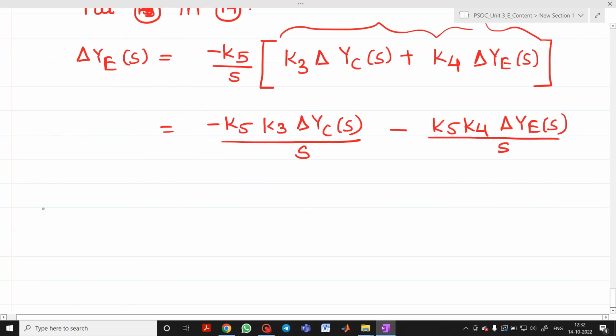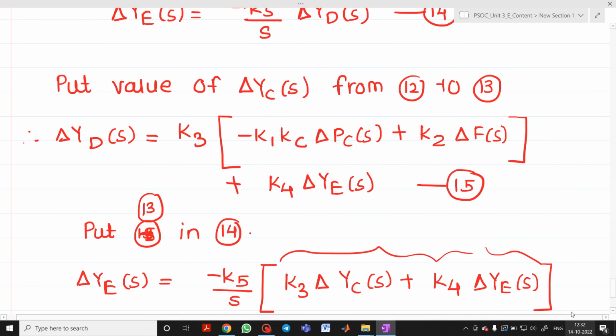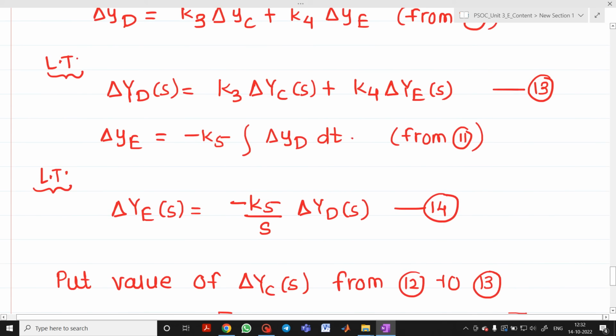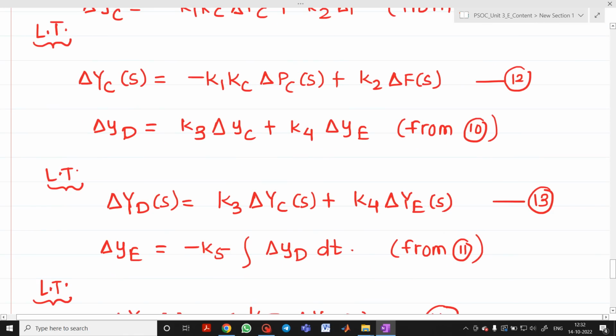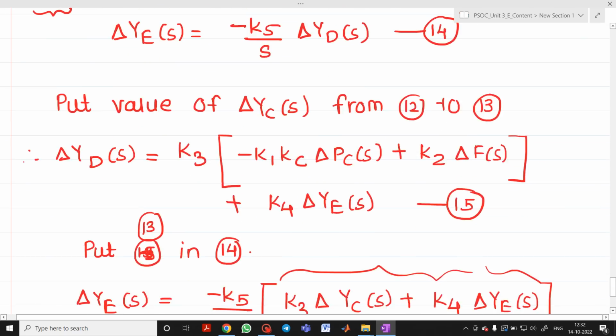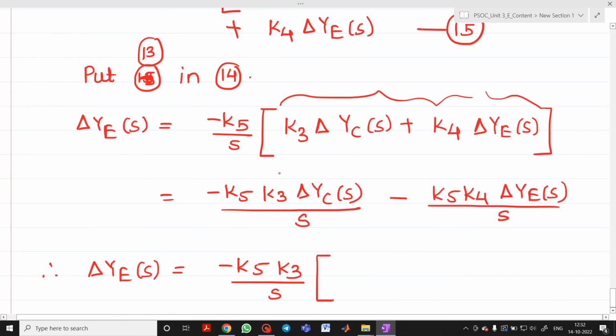So therefore delta ye of s will be equal to minus k5 into k3 divided by s, and now I am putting this delta yc of s equation. What is this? Minus k1 kc delta pc of s plus k2 delta f of s. I am putting this equation number 12 in this place, delta yc of s.